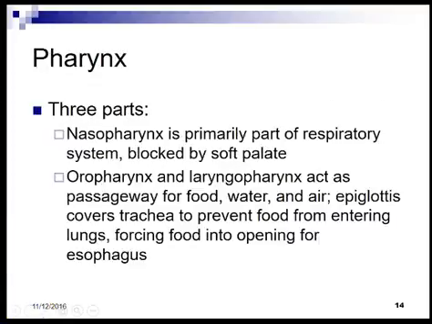The pharynx, as we learned in the previous chapter, there are three parts to the pharynx. There's the nasopharynx, which is primarily the part of the respiratory system, and it's blocked by that soft palate where that uvula comes down. It kind of protects that. We have the oropharynx and the laryngopharynx, and these act as passageways for food, water, and air. And the epiglottis covers the trachea to prevent the food from entering the lungs and forcing food into the esophagus. So it's kind of like a switch controlling which passageway is accessible.